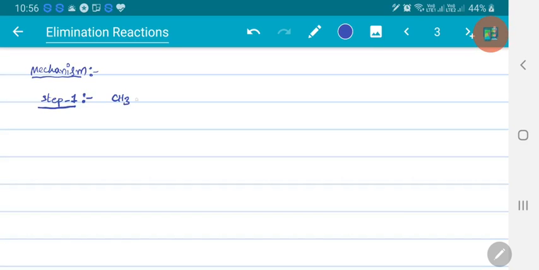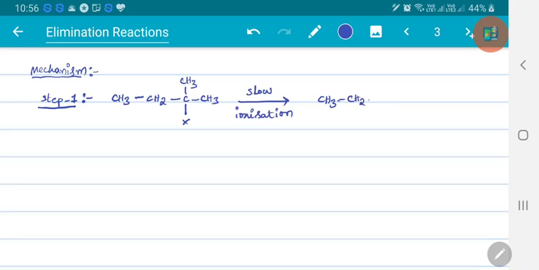We have taken a tertiary alkyl halide, CH3, CH2, C, CH3, CH3, and a good leaving group. The first step is the slow step, slow ionization, forming a carbocation. So you will get a carbocation here, CH3, CH2, C, CH3, CH3 plus. So you got a tertiary carbocation, which is obviously more stable. So there is no need of rearrangement here.